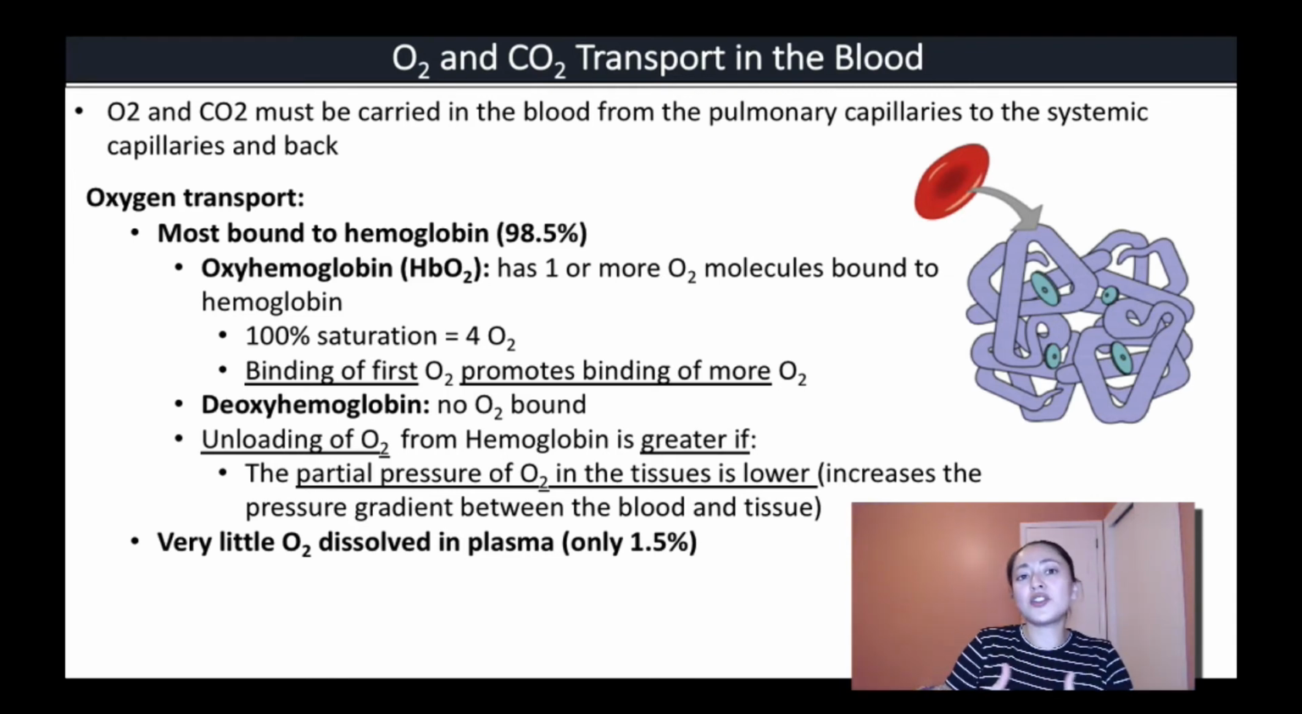And this makes sense. So imagine your muscle cells are using up a whole bunch of oxygen. So they're going to have very little oxygen in them. The partial pressure will be really low in those tissue cells. And so oxygen is going to diffuse really quickly from your blood into those muscle cells.